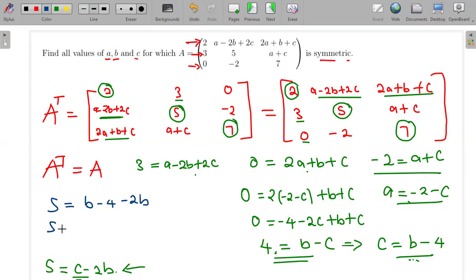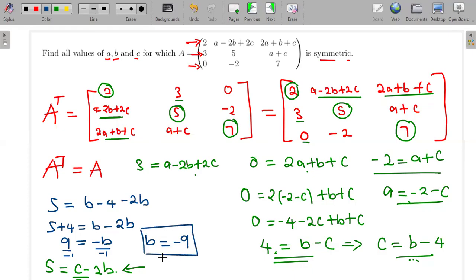This minus 4 goes to the other side to be plus 4 is equal to, this will be b minus this 2b. So that will give me what? It will be 9 is equal to minus b. And then I divide by minus 1, divide by minus 1, means my b is simply going to be equal to what? Minus 9. Okay, so I found my b, which is minus 9.